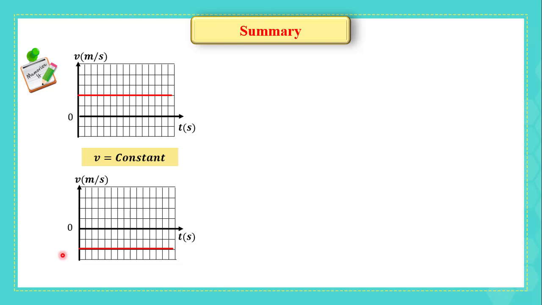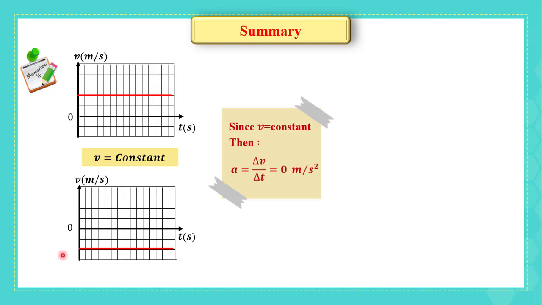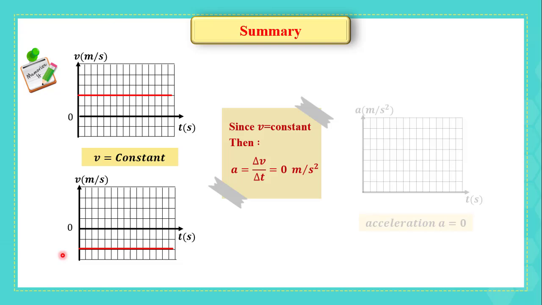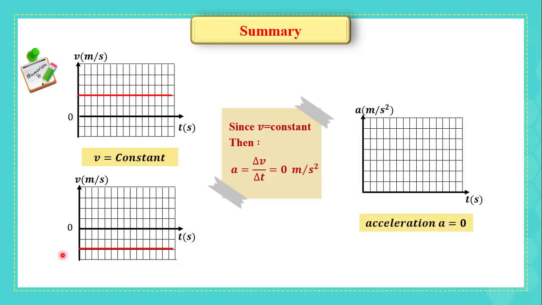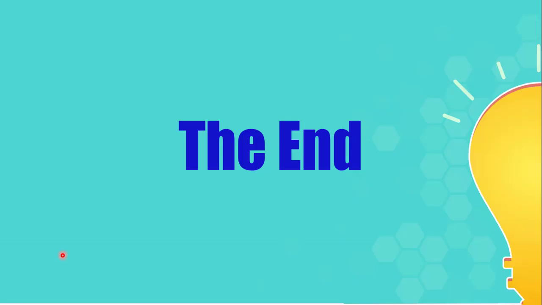Since v is equal to constant, then a equal delta v divided by delta t is equal to 0 meter per second square, which means that in a uniform rectilinear motion, the acceleration a is null. This is the end of part 2.